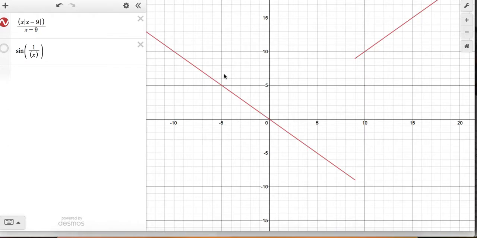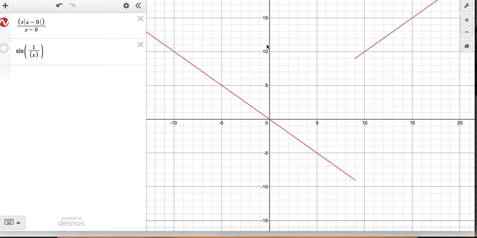So we're looking at the graph of example D and E, where we have x over absolute value of x minus 9 over x minus 9. And we can see that as x approaches 9 from the left-hand side, because of the absolute value, it's behaving differently than as it approaches 9 from the right-hand side.